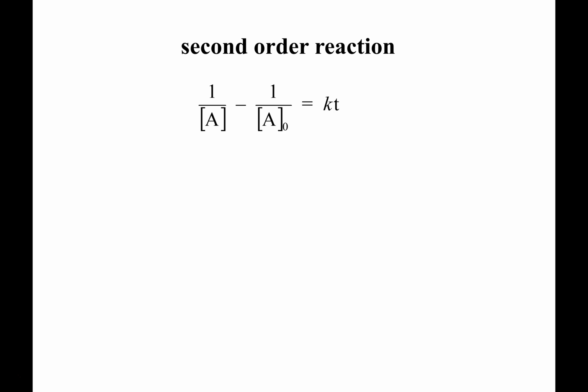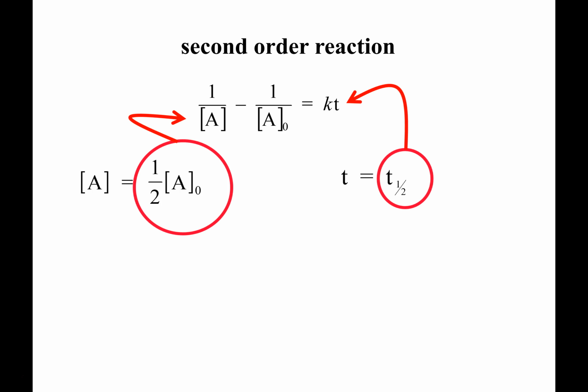Okay, well, let's do a similar thought process with regard to second order. This is the integrated time-concentration equation for second order. And if we substitute in for the A, we're going to go 1/2 A0. And then for our T, that's going to be the half-life. And it's going to fall out a little differently. So in this case, we've got the inverse of 1/2 A0. So that 1/2 actually comes up and flips. That's the same thing as 2 over A0.